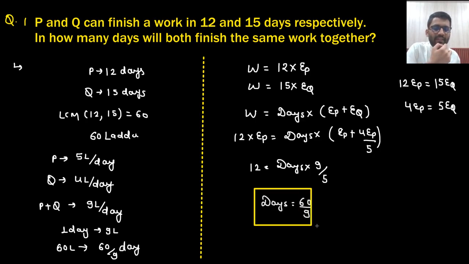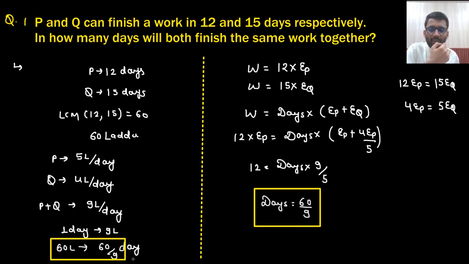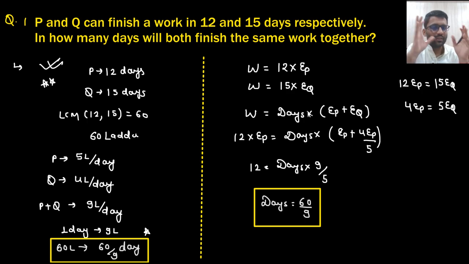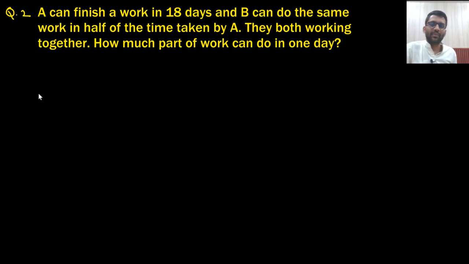So basically, if efficiency of P and Q are combined, this is the way we will go. This is the method that we will follow, not this one. But you just need to know this method is also there. So what do I mean to say? If only P was there, it would take 12 days. If only Q was there, it would take 15 days. But if the efficiency of P and Q are combined, then it would take 60 by 9 days. But this is not the method that we are going to follow. This is the method that we are going to follow. Let's solve the next question based on that.